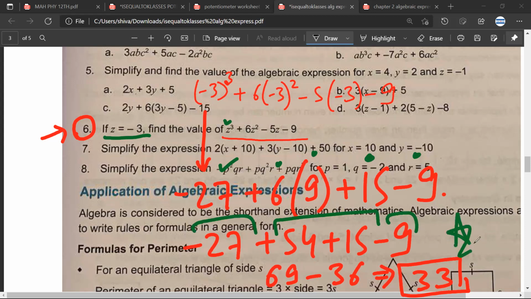Mr. Ariman, is it correct? Yes, sir. Mr. Sarthak, any doubt? No, sir. Mr. Satya, any doubt? I just did it a slightly different way, sir. I did minus 27 plus 54 minus 15 plus 9, and I got 27 plus 15 plus 9.